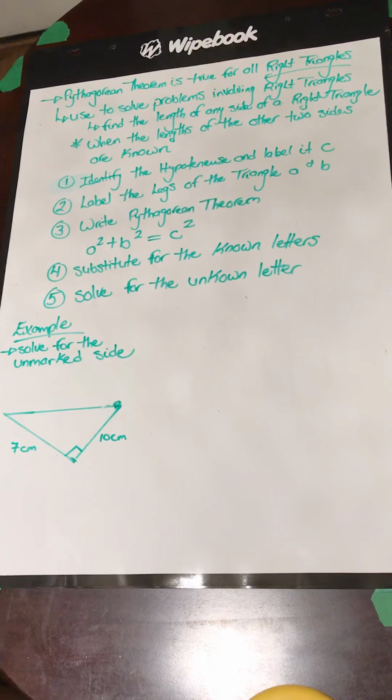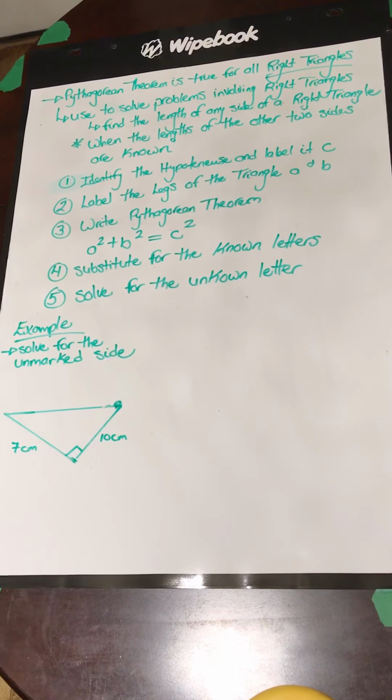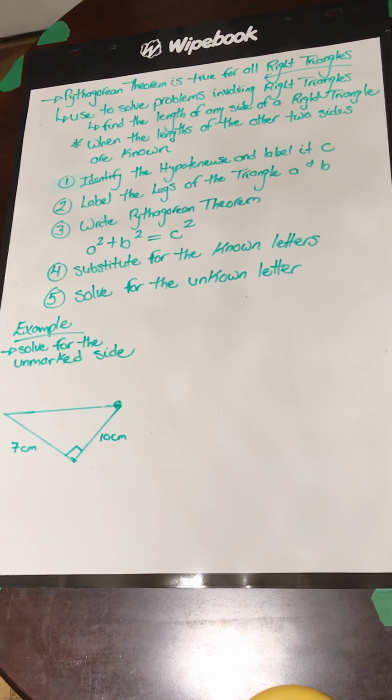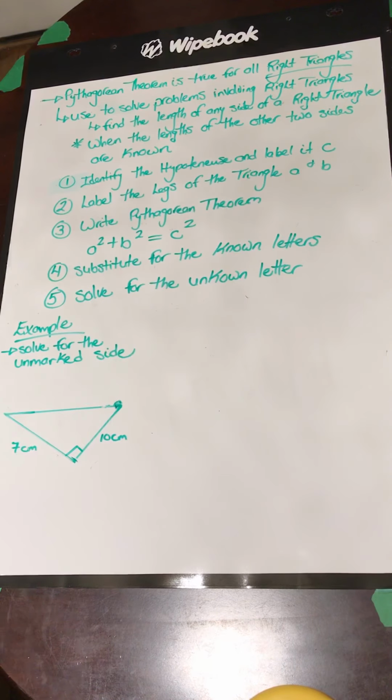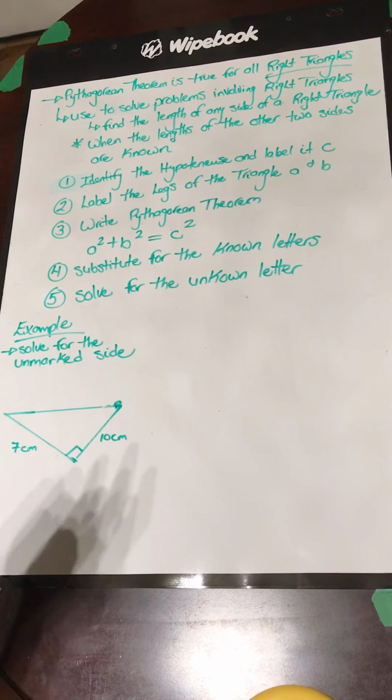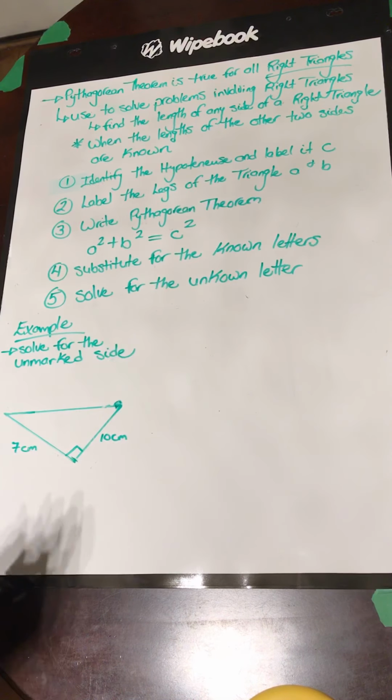Pythagorean theorem is true for all right triangles, and we can solve problems involving right triangles. We can find the length of any side of a right triangle. And this is important, we can find the length of any side of a right triangle when the lengths of the other two sides are known.